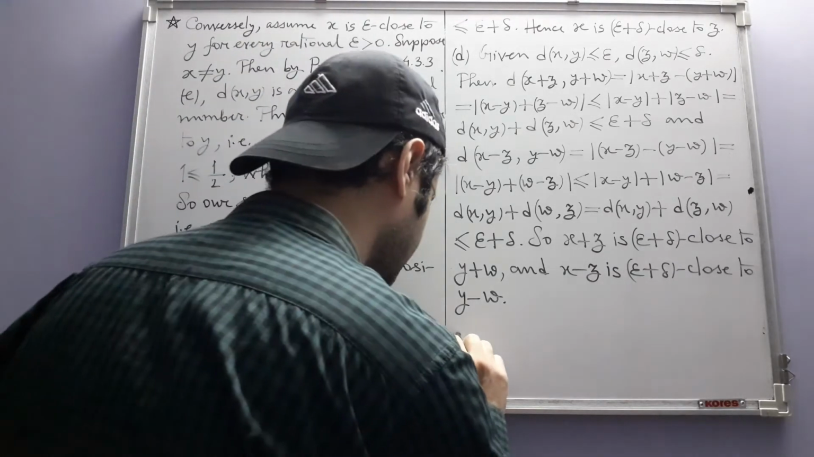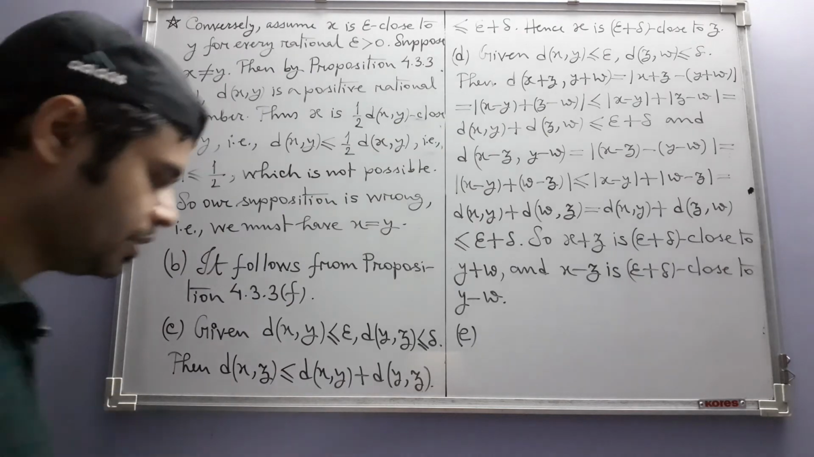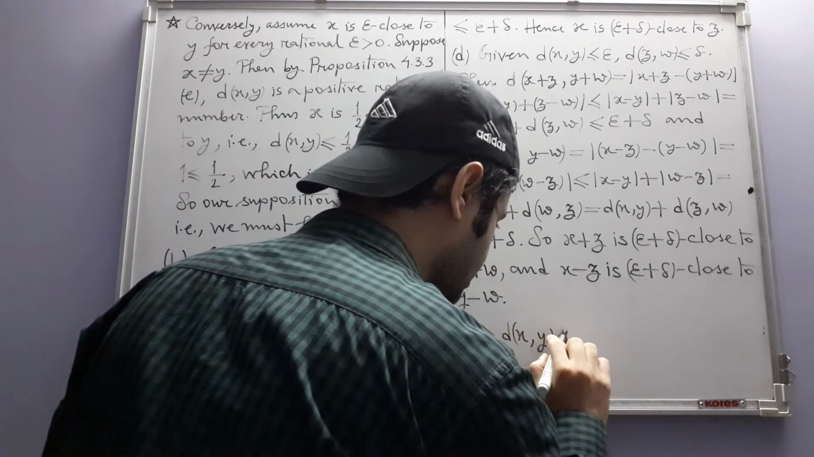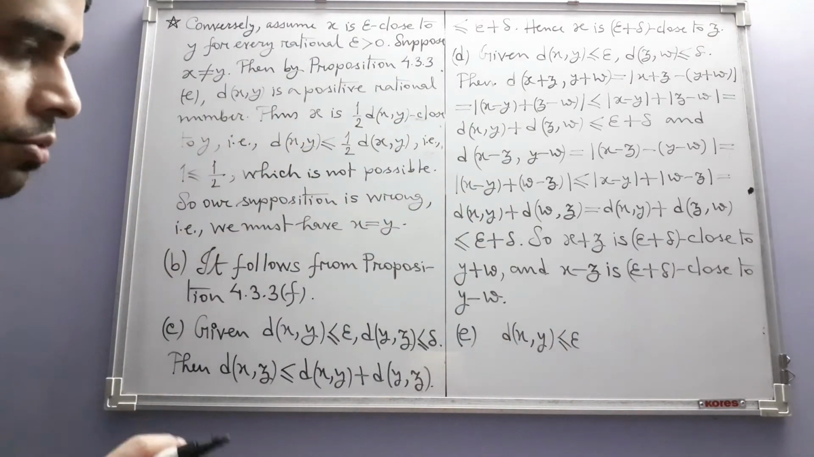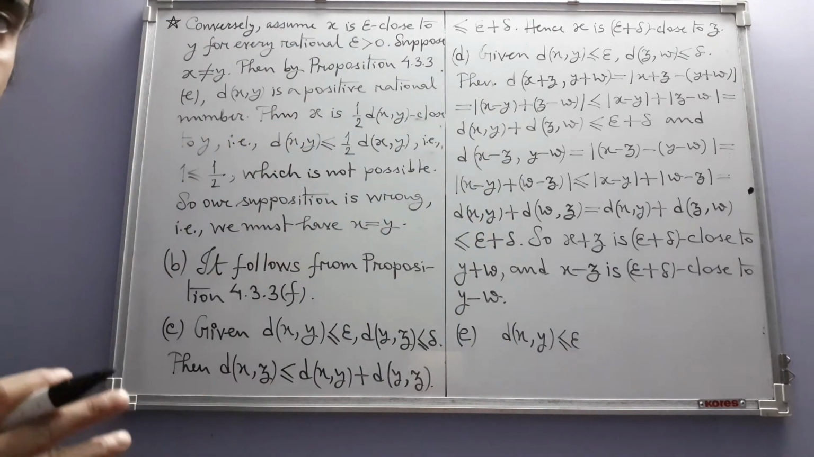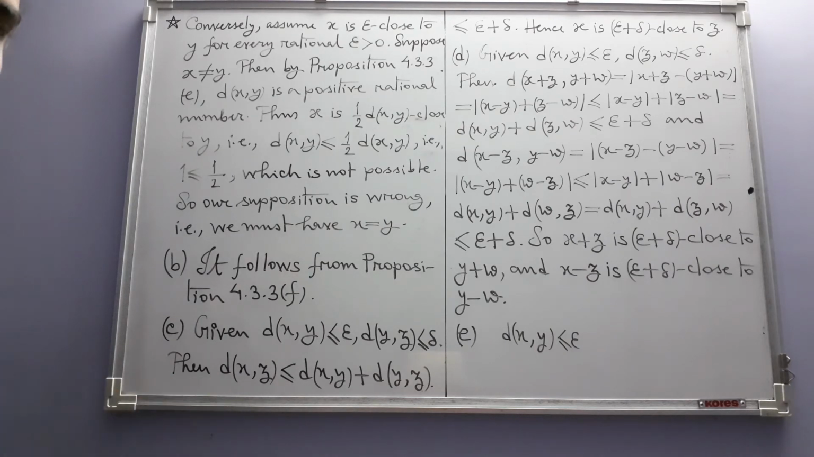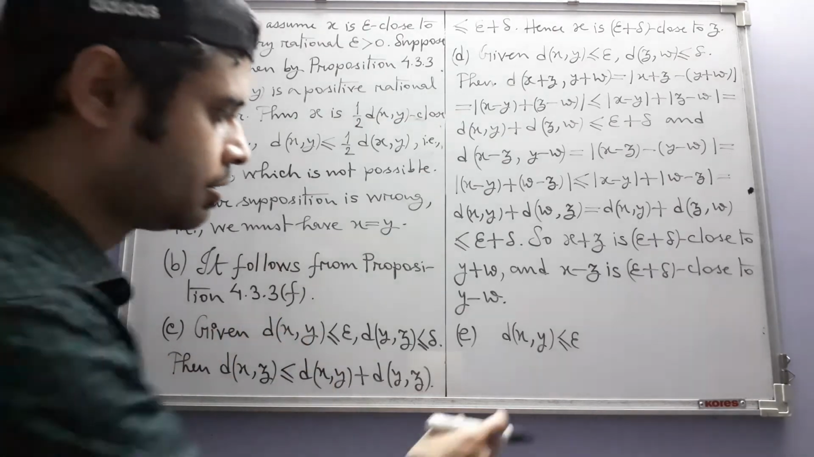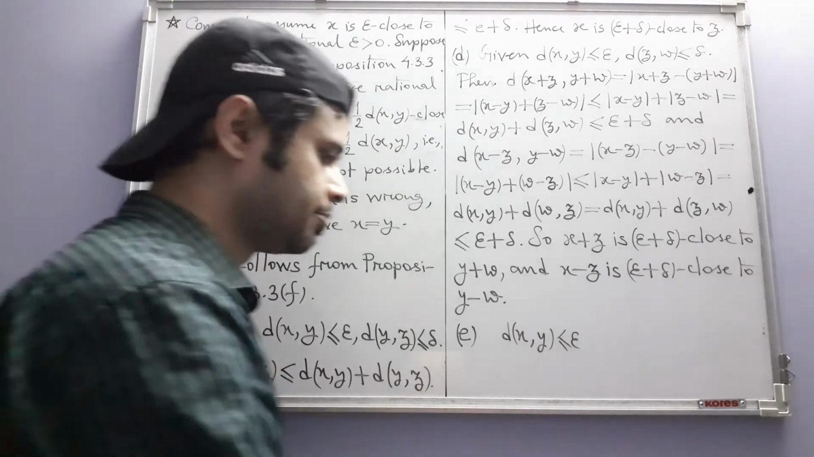Okay, then part E. In part E we are given that x and y are epsilon close. We then have to prove that x and y are epsilon prime close, where epsilon prime is a rational number greater than epsilon, which you can see follows directly from the given condition and transitivity of order.